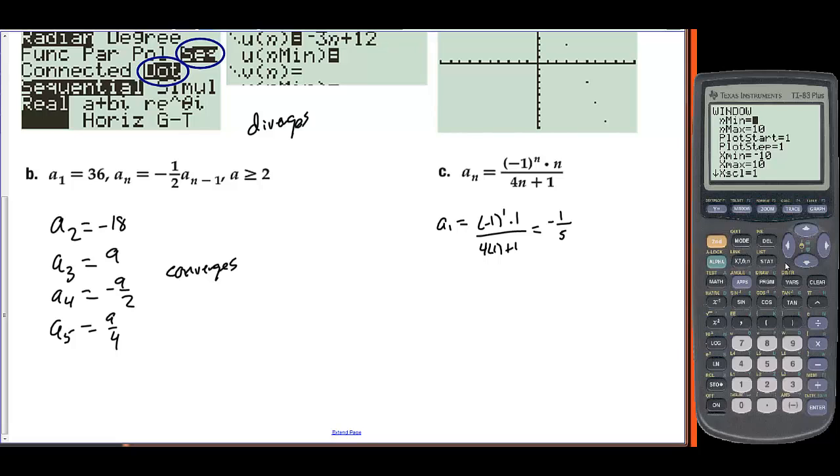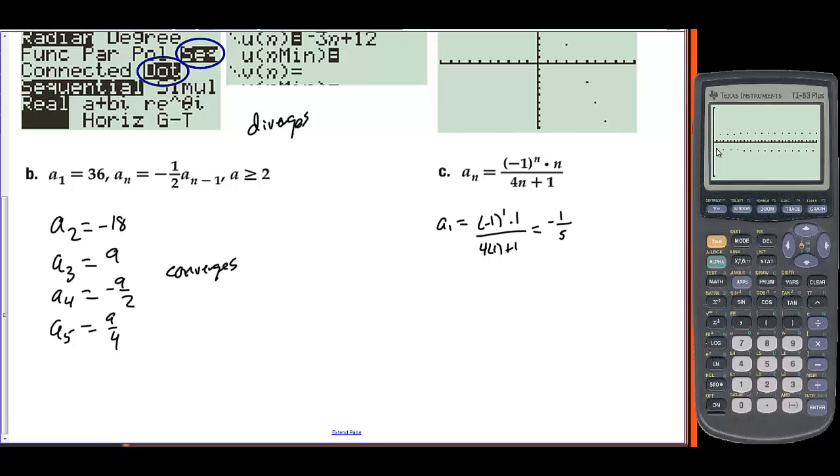I'll go to the window, and for x max, let's start at 0 and go to, let's say, 30. And for the y minimum, we can do negative 1 and 1 for this one. Let's graph. Oh, let's see how it stopped. If we go back to window, we said, well, just plot it for n from 1 to 10, but then we made our graph go to 30. So if we make this go to 30, then it should go to the end of the graph.